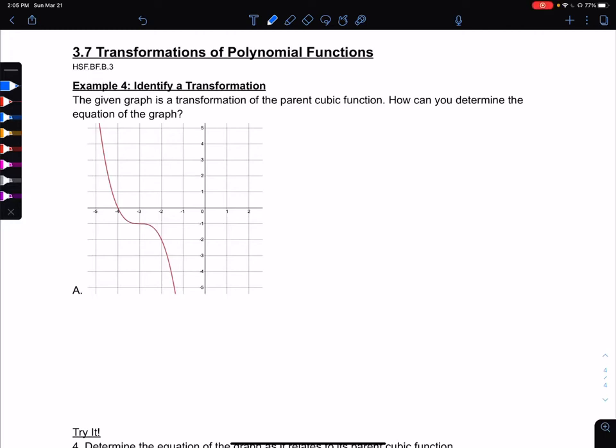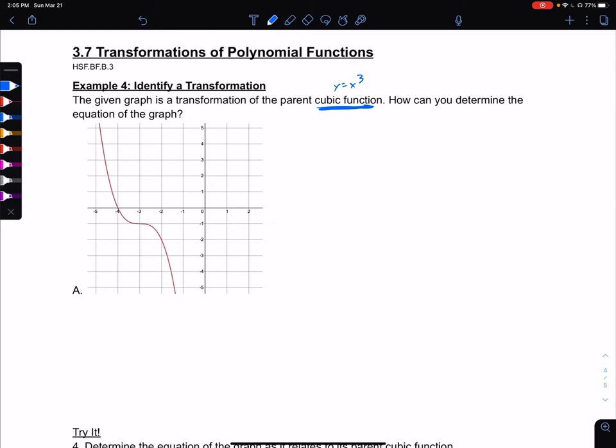Here we're going to look at example 4, where we identify a transformation based on a graph. So the given graph is a transformation of the parent cubic function. So let's make sure we remember that this is going to be y equals x cubed, or f of x equals x cubed. And how can we determine the equation of the graph?